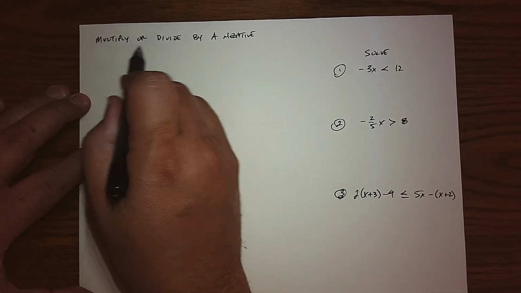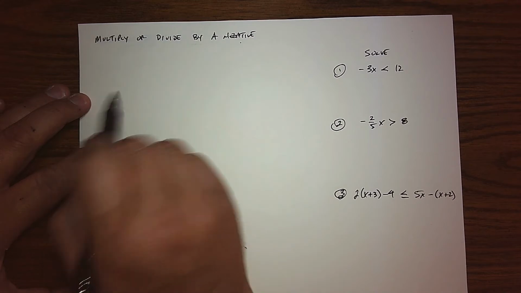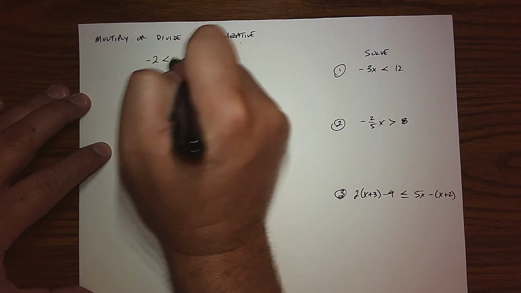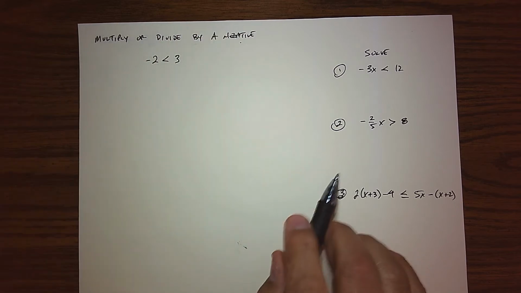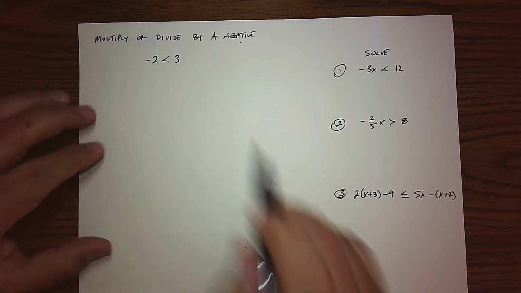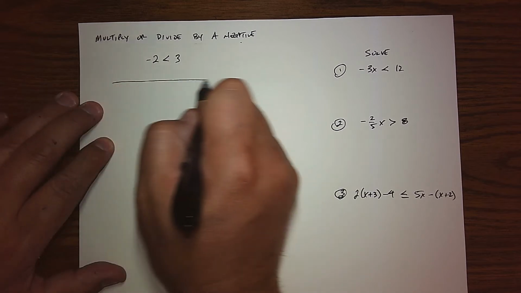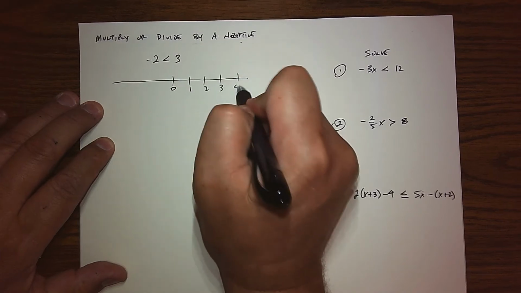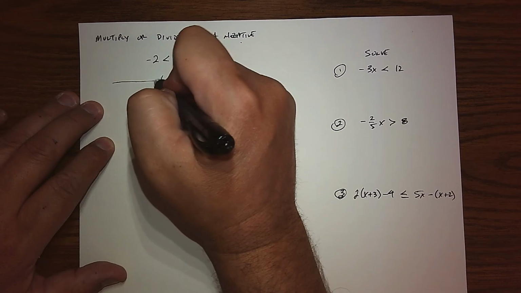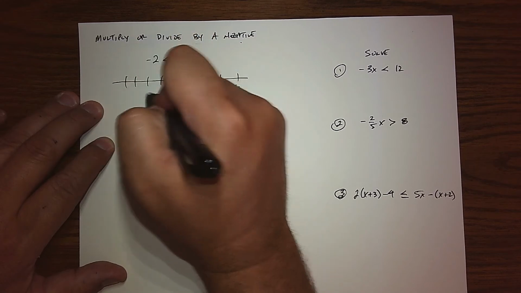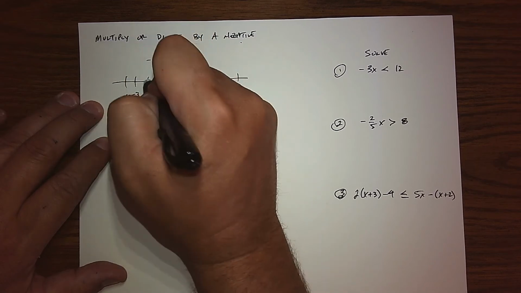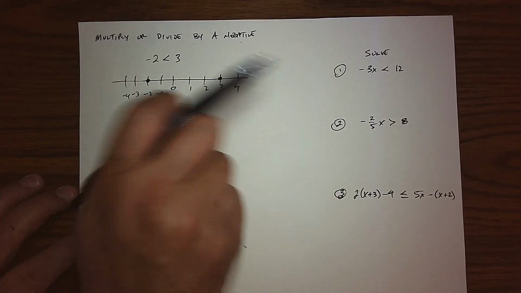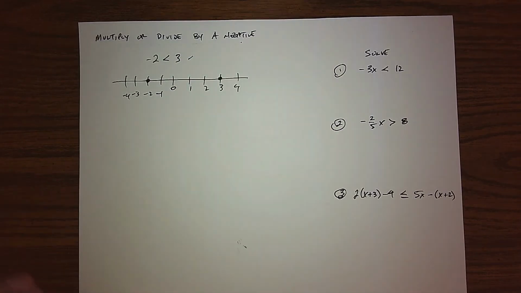So to understand why this happens, let's take a look at an inequality that we're pretty comfortable with. I think you would all agree that negative 2 is less than 3. I can even visualize this on a number line. So here's 0, here's 1, here's 2, here's 3. There's 3 on my number line, and there's negative 1, negative 2, negative 3, negative 4, and there's negative 2 on my number line. So clearly negative 2 is to the left of 3.